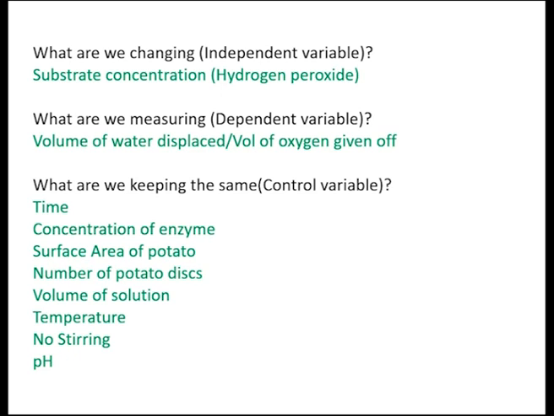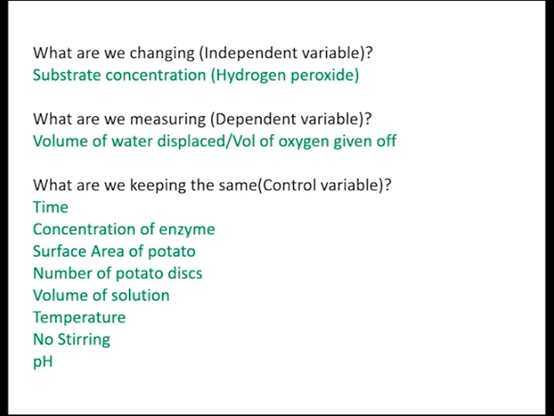And then lastly, we've got all our control variables. There is a long list here. These need to be kept the same to minimize errors throughout our experiment. So we're going to be doing different hydrogen peroxide concentrations and measuring the volume given off. We need to be measuring for the same time. So we're going to do that for 2 minutes.